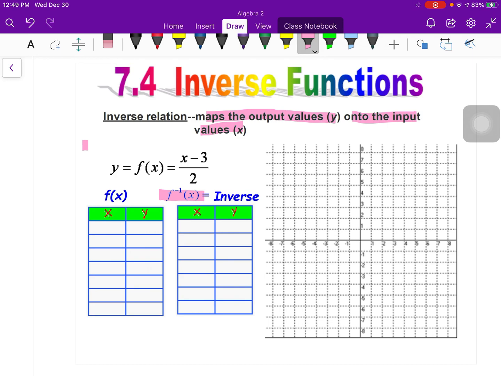So let's first graph the regular function, (x minus 3) divided by 2. So let's pick some negative numbers, 0 and a positive number. If I pick negative 3, negative 3 minus 3 is negative 6, divided by 2 is negative 3. So negative 3, negative 3. If I pick 0, 0 minus 3 is negative 3, divided by 2 is negative 3 halves, or negative 1.5. So 0, negative 1.5.